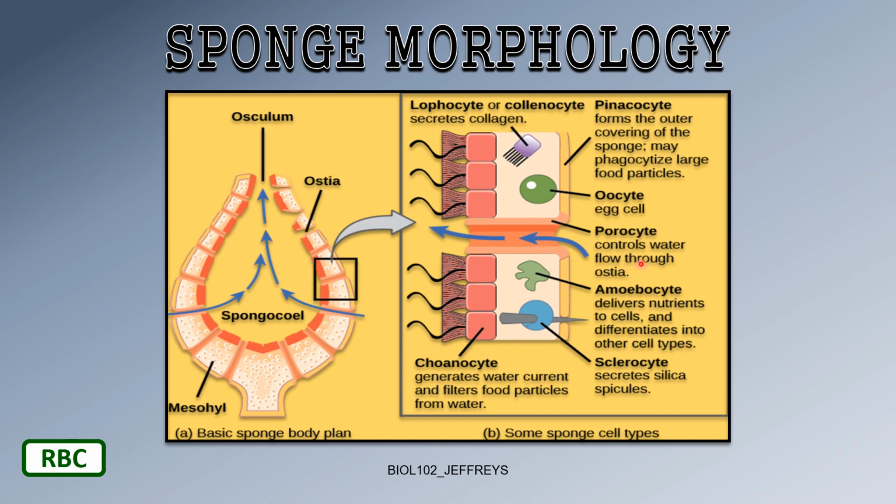Porocyte control. That's the cell here that's controlling the flow of water coming in. So these are long porocytes here. And sclerocyte down there, secreting silica spicules, those little sharp points. So if you go out into the ocean and you grab a sponge, you feel little prickly spicules.